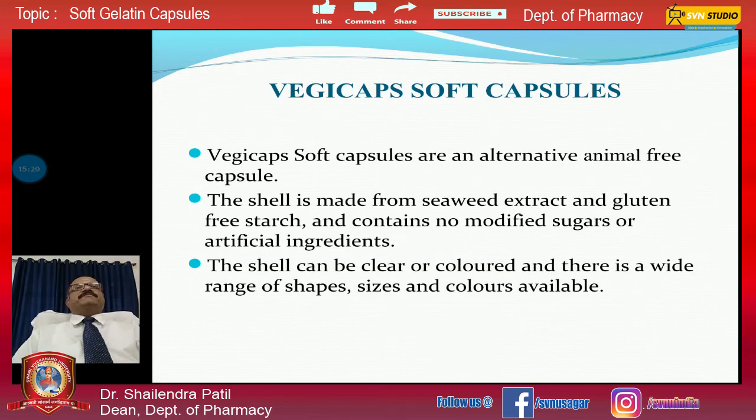soft gelatin capsule. Veggie caps soft gelatin capsules are also available. Veggie caps soft capsules are an alternative animal-free capsule. The shell is made from seaweed extract and gluten-free starch and contains no modified sugars or artificial ingredients. These shells can be clear or colored, and there is a wide range of shapes, sizes, and colors available.